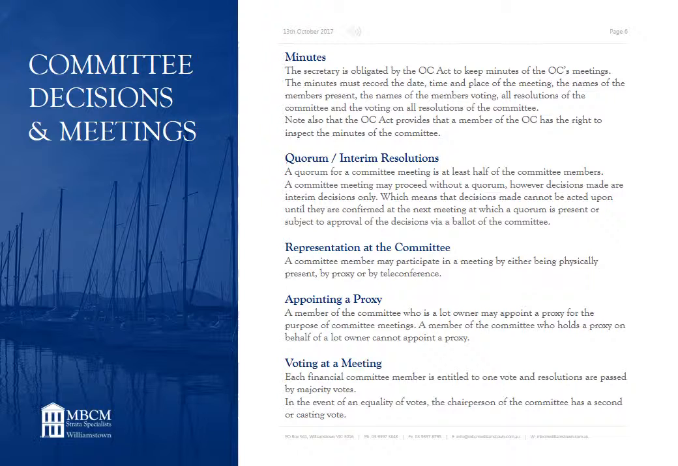A member of the committee who is a lot owner may appoint a proxy for the purpose of committee meetings. A member of the committee who holds a proxy on behalf of a lot owner cannot appoint a proxy. Each committee member is entitled to 1 vote. Please bear in mind, if you are unfinancial, you are not entitled to vote and your membership is suspended.